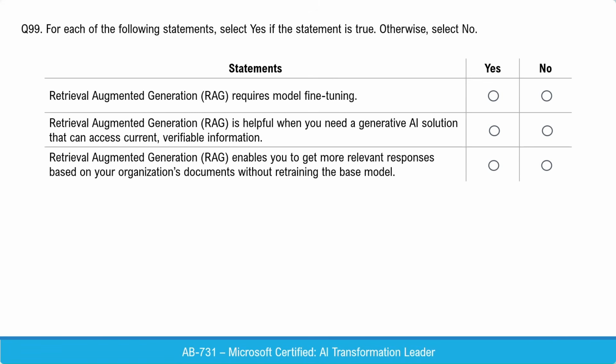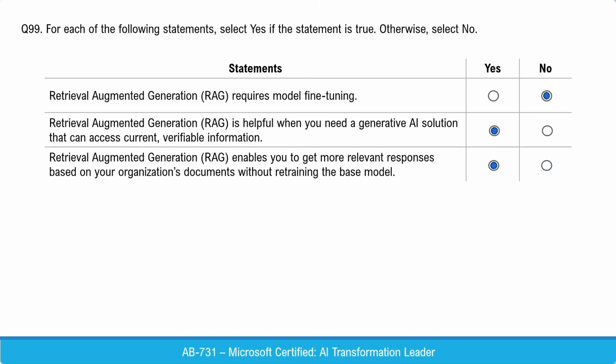Next question. For each of the following statements, select yes if the statement is true, otherwise select no. Once again, you have three statements on your screen. Please go through them by pausing the video over here. And the correct answers are no for statement one and yes for statements two and three. Let's go through each statement carefully.